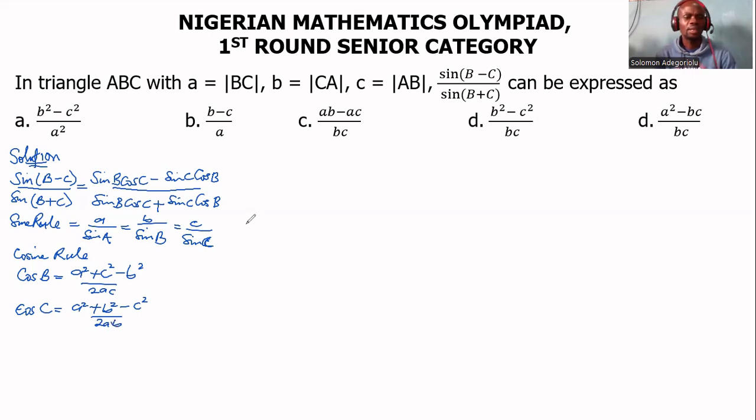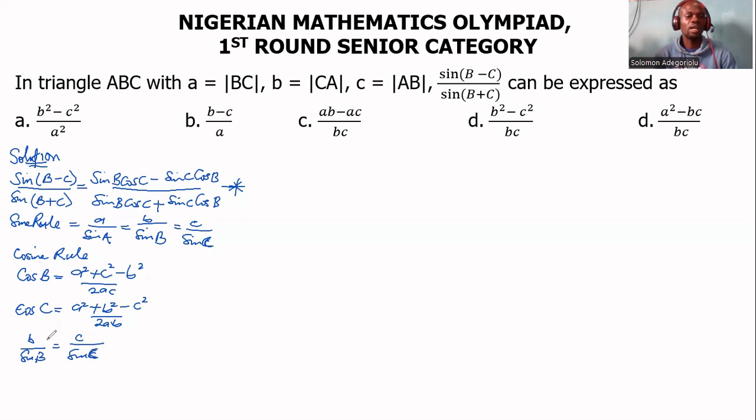And like I've said, based on what we have here, everything centers on sine B, sine C, then cos B, cos C. So we have cos B, we have cos C. Now let's bring the sine rule in. We don't need a over sine A because there is no sine A here. So let's quote b over sine B is equal to c over sine C.